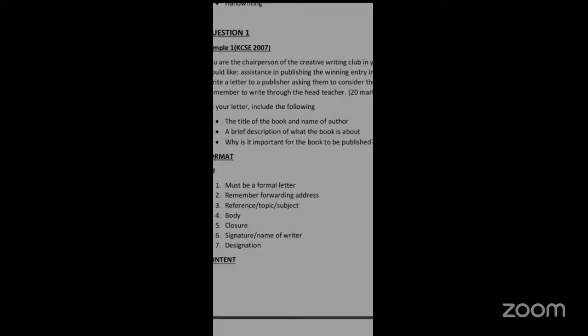Then we have the body. That is what is capturing all those: the title of the book, the description, then closure. Always close your letter with, we look forward to hearing from you, or we look forward to a favorable response. That is the closure. And finally, you are having a signing off. Signing off is the signature, down there. Yours faithfully, yours sincerely. You sign, and then the name of the person who has written, Martha Nganga. And then I have a designation: I am the chairman of the creative writing club. Did you see that catch? You should write that you are the chairman of the creative writing club. So down there, after you write your name, please write chairman, whatever. I hope you get that point.